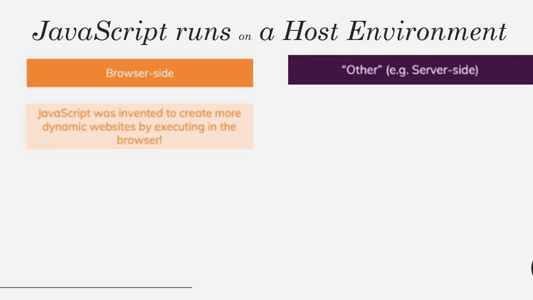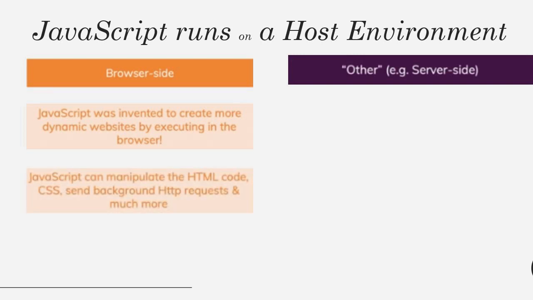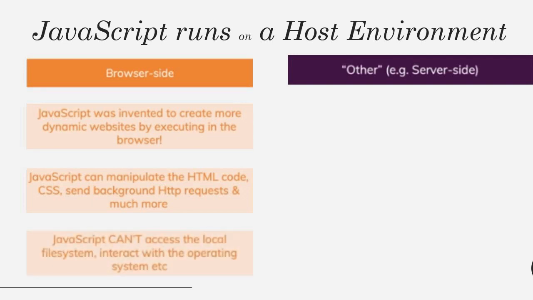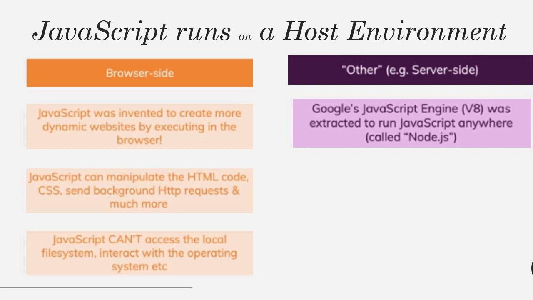JavaScript was invented so that web pages can be made dynamic and executed on the browser side. JavaScript can manipulate HTML and CSS, as we had seen in the example before. But JavaScript cannot access the local file system, nor can it interact with the operating system. These were the disadvantages. Because of those, we needed server-side.